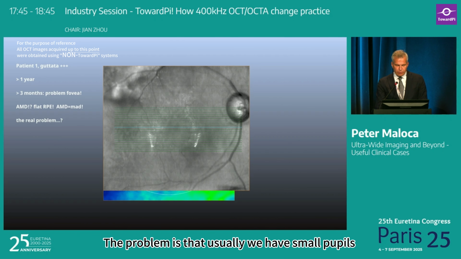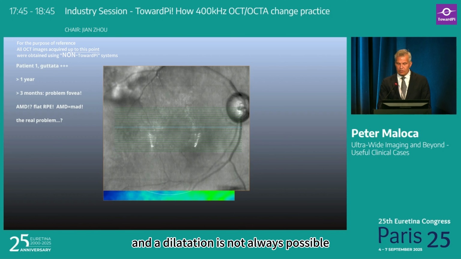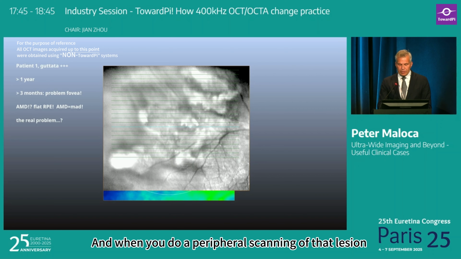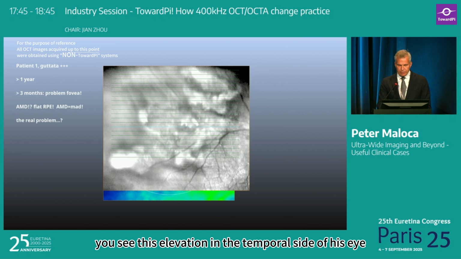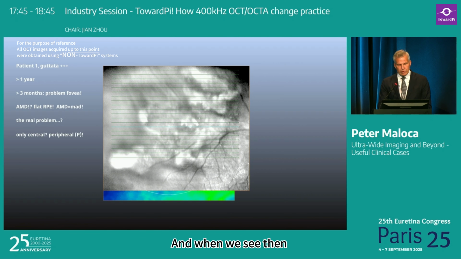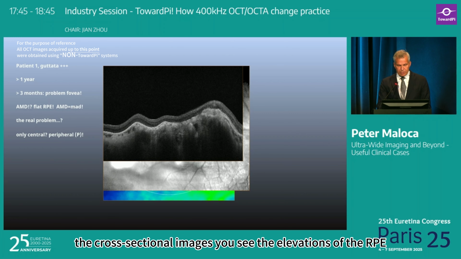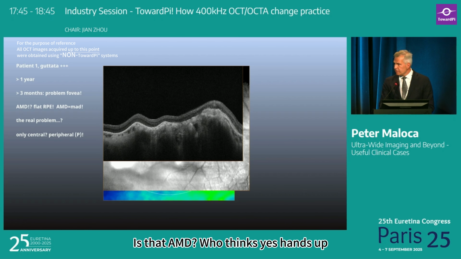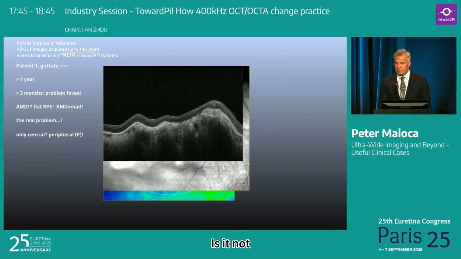The problem is that usually we have small pupils, and a dilatation is not always possible. And when you do a peripheral scanning of that lesion, you see this elevation in the temporal side of his eye. But that takes time to really acquire these images. And when we see then the cross-sectional images, you see the elevations of the RPE. Is that AMD? Who thinks yes? Hands up. Is it not?